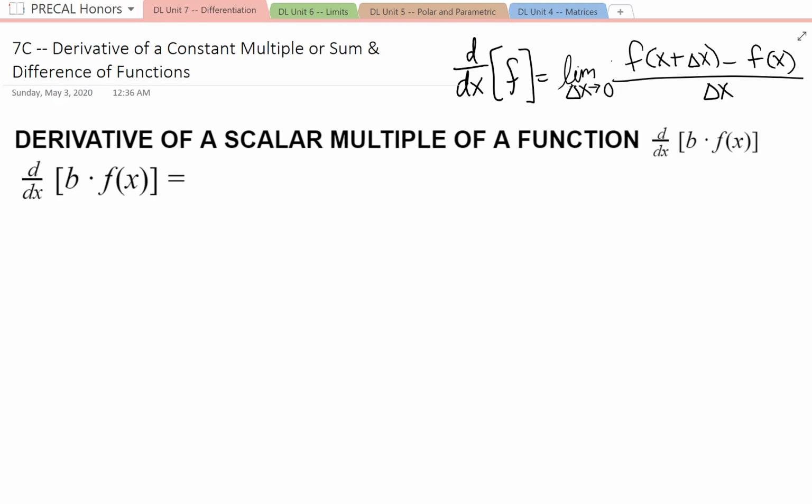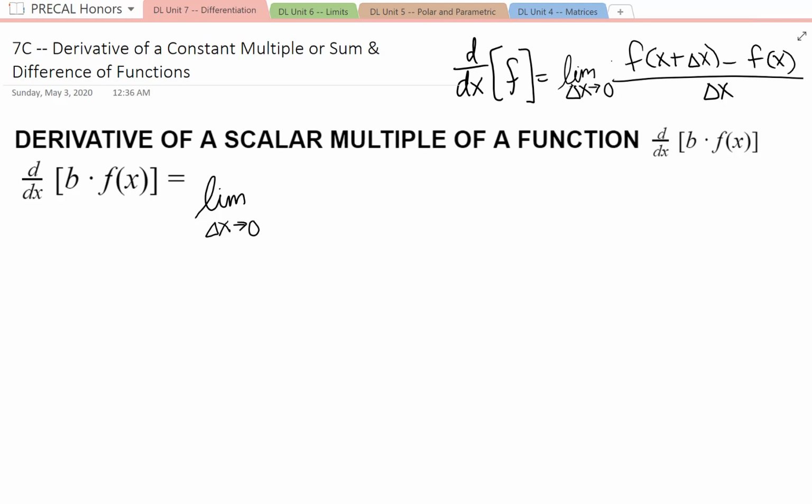In this video, we'll review the derivative of a scalar multiple of a function and the derivative of sums and/or differences of functions. Using the limit definition of a derivative, we will evaluate the derivative with respect to x of b, some constant that's being multiplied by the function f of x.